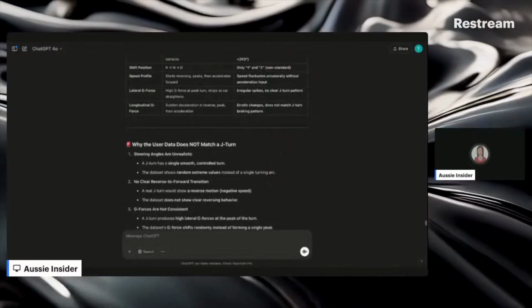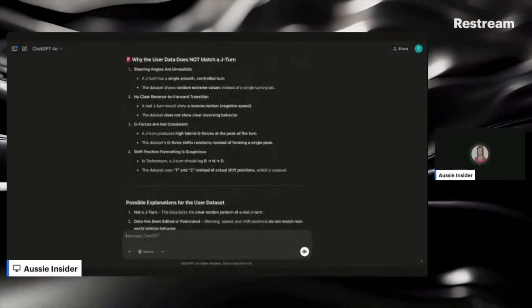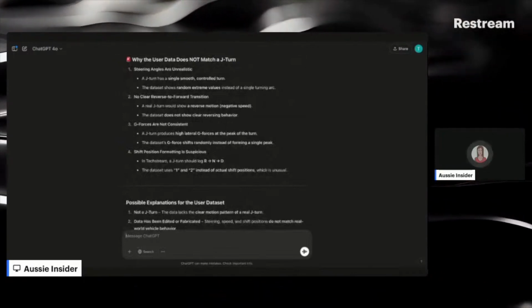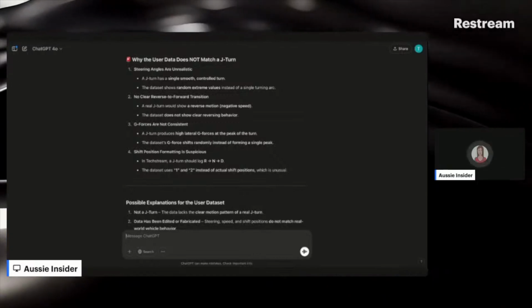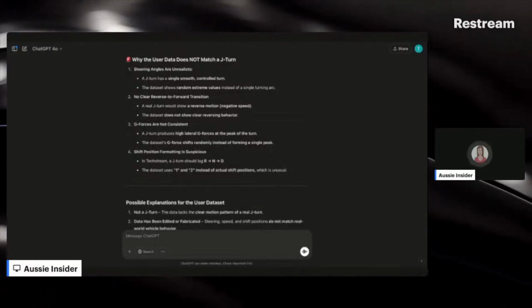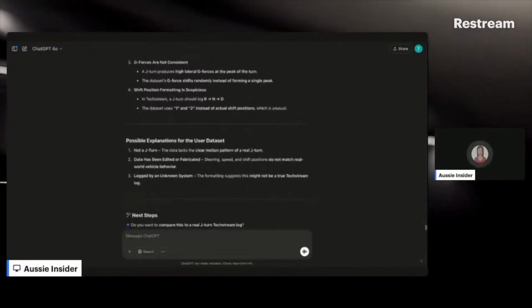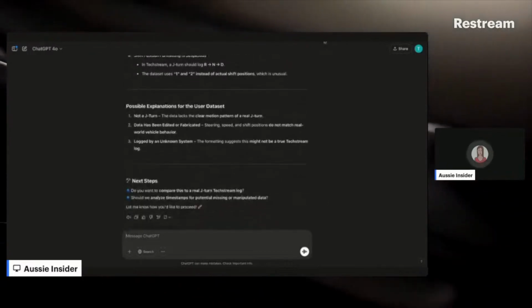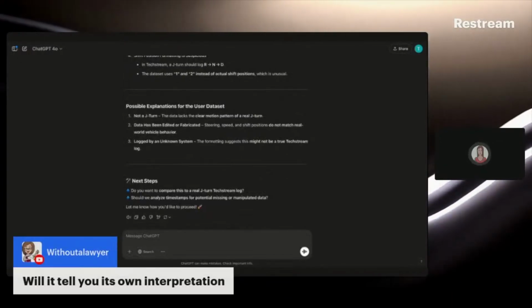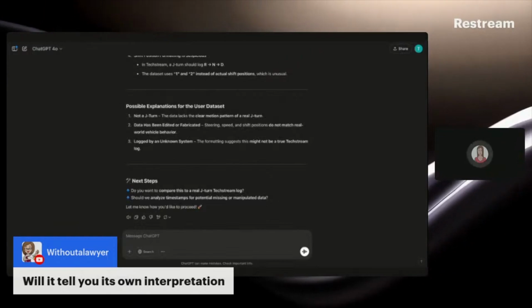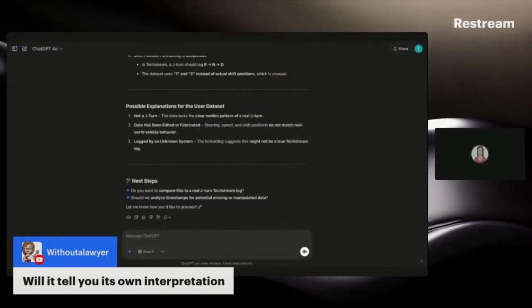So why the user data does not match a J-turn: steering angles are unrealistic, no clear reverse to forward position, G-forces are not consistent, and shift positioning format is suspicious. So there you go. That's why it couldn't be a J-turn. I didn't even know what a J-turn was. Will ChatGPT tell me its own interpretation? Let's see.